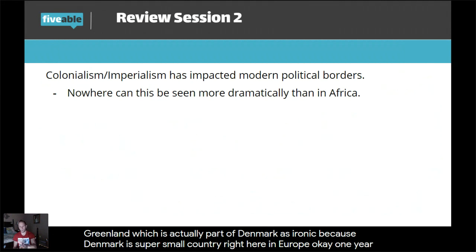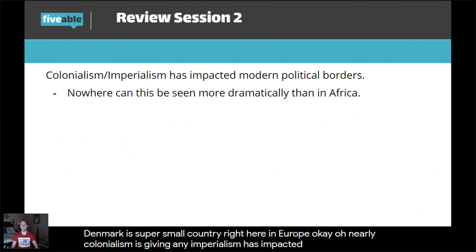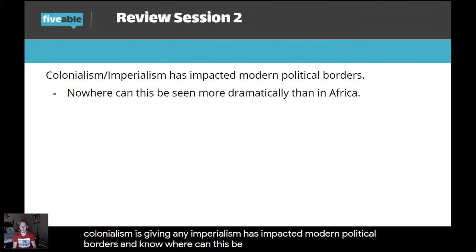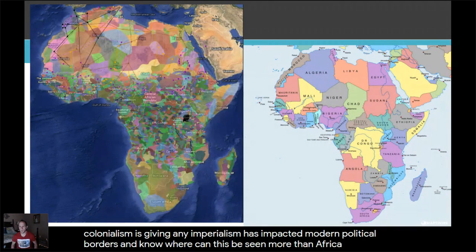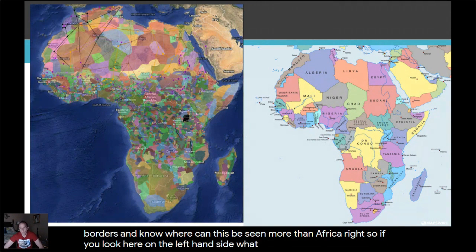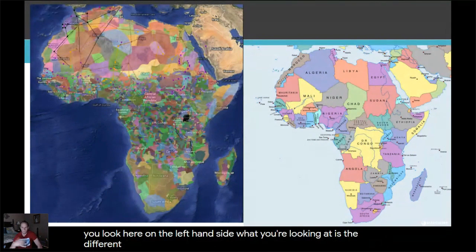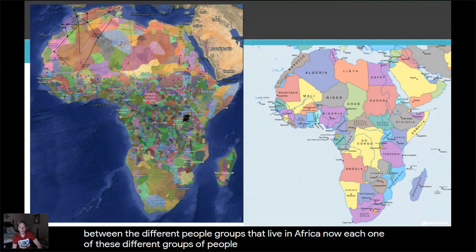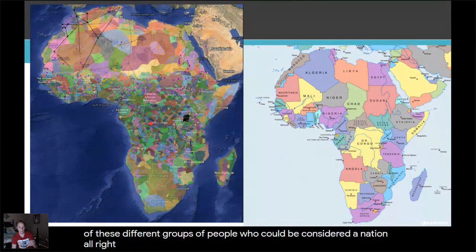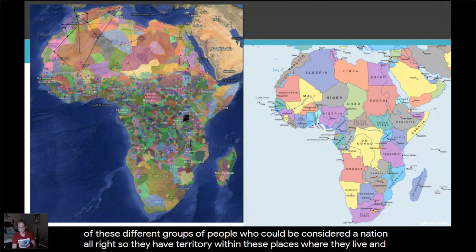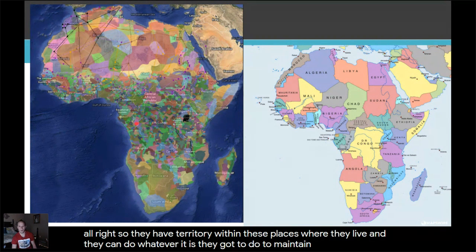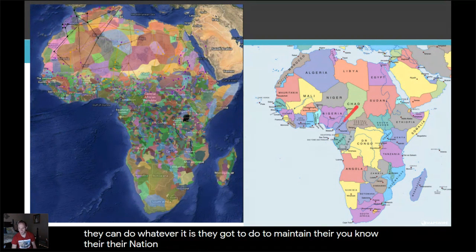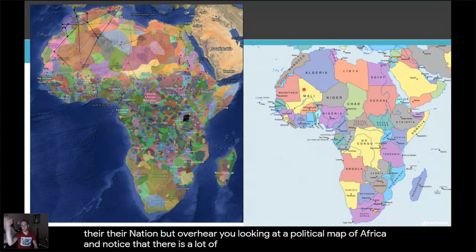So colonialism and imperialism has impacted modern political borders, and nowhere can this be seen more than in Africa. All right. So if you look here on the left-hand side, what you're looking at is the different ethnic or linguistic or sometimes ethno-linguistic borders between the different people groups that live in Africa. Now, each one of these different groups of people could be considered a nation. All right, so they have territory within these places where they live, and they kind of do whatever they've got to do to maintain their nation. But over here, you're looking at a political map of Africa, and notice that a lot of it doesn't mesh well, does it?